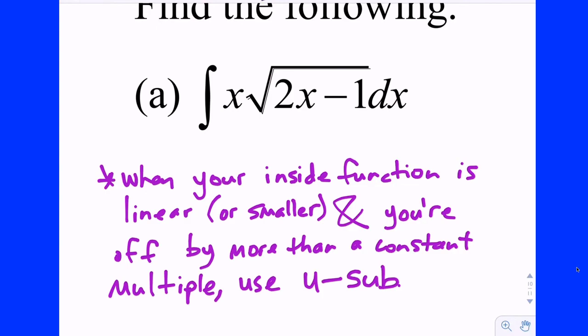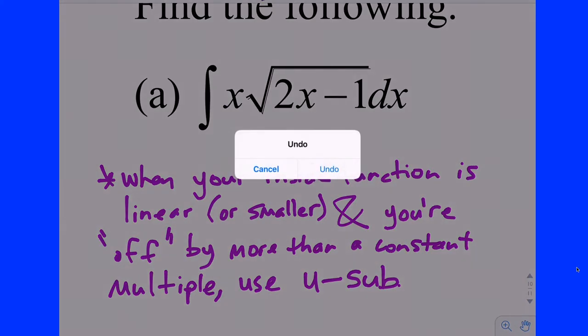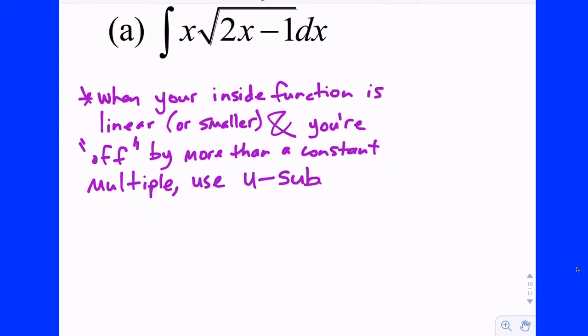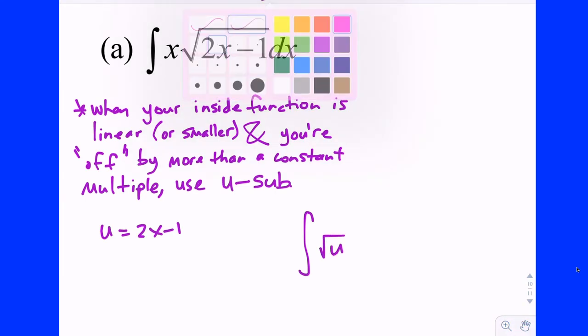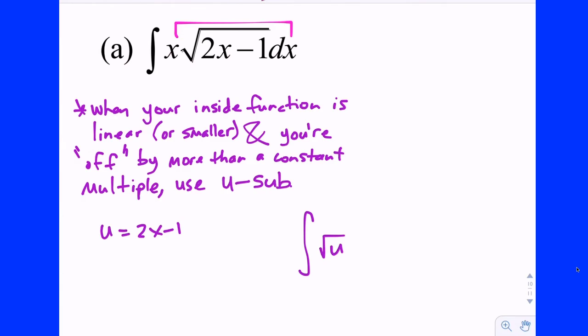I didn't put them there, but you know what that means, right? If you're off by more than a constant multiple, use u-substitution. So here's what it looks like. We're going to still let u equal 2x minus 1. And if you want to get a running total, instead of the square root of 2x minus 1, we're going to have the square root of u. And all we have left to replace then is the x and the dx.